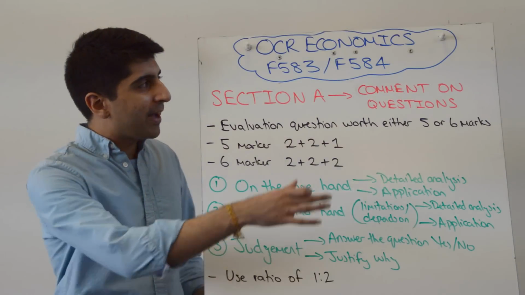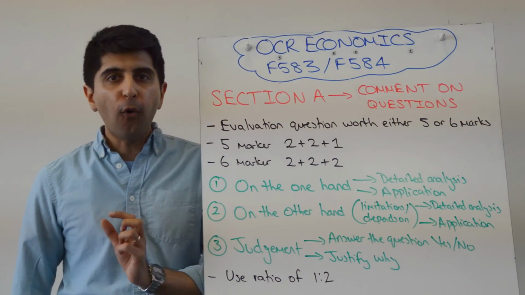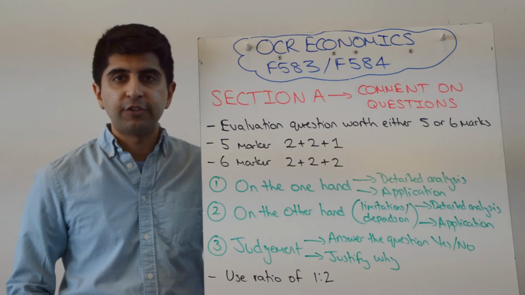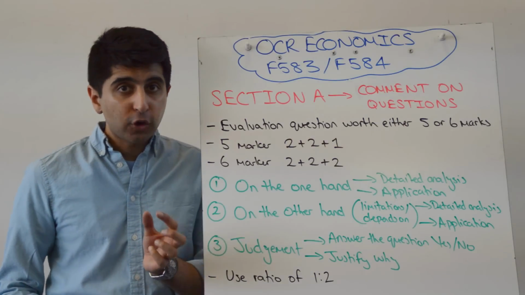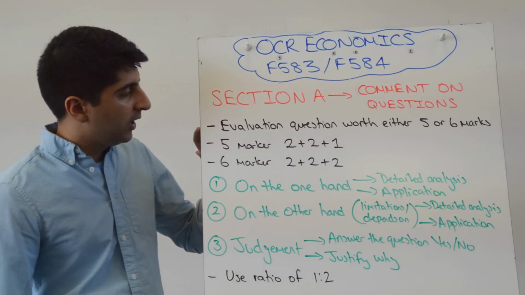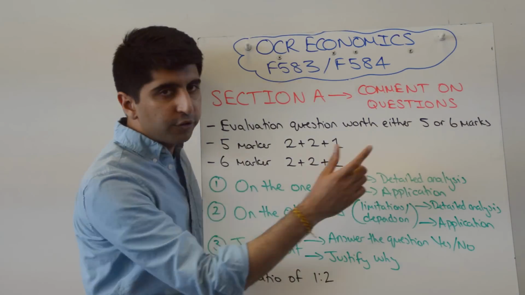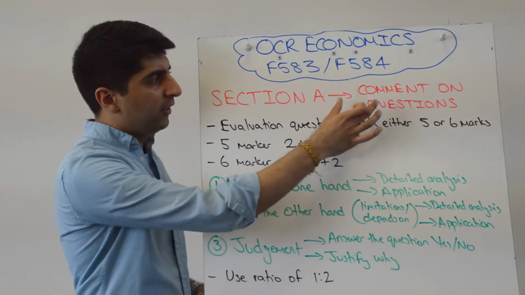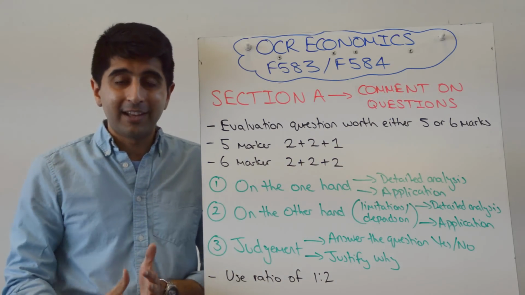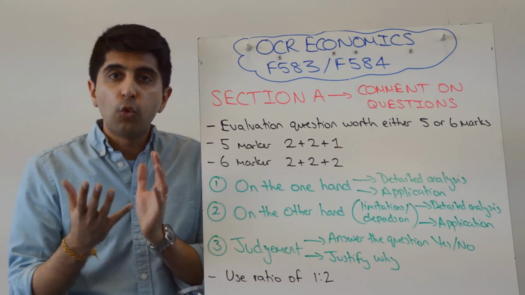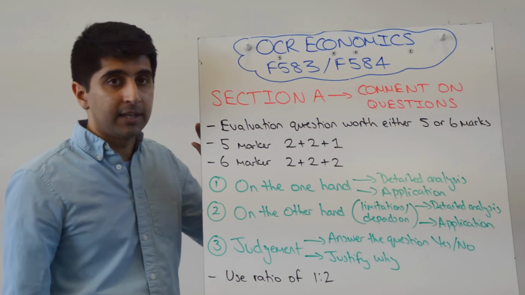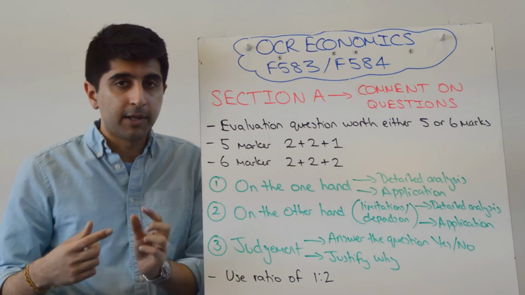Hi everybody, doesn't matter whether you're doing F583 or F584, you're going to get one comment on question in your section A. And that comment on question can be worth 5 marks or 6 marks. In your head, it's an evaluation question. That word comment means basically you need a two-sided argument with a judgment in F583 and F584. That's what it means. So you're thinking two sides of an argument with a judgment.